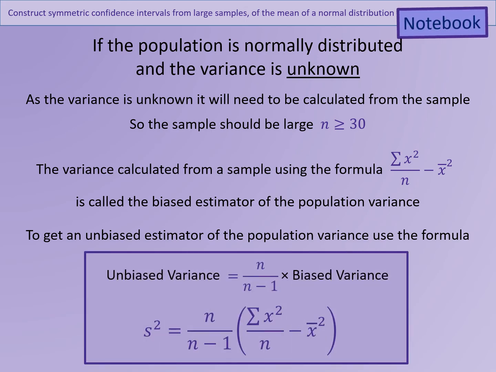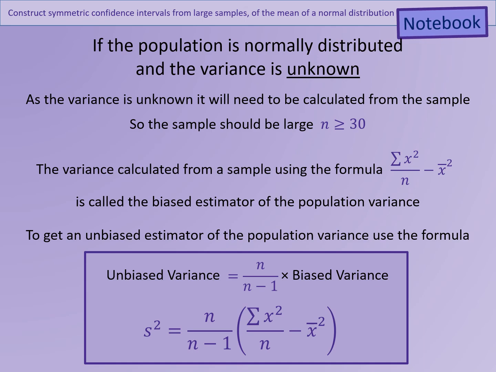This calculation involves taking the biased variance, the variance of the sample, and multiplying by n over n minus 1, where n is the size of the sample. For example, if the size of the sample was 30, we would multiply by 30 over 29. This means the unbiased variance is always slightly larger than the biased variance.